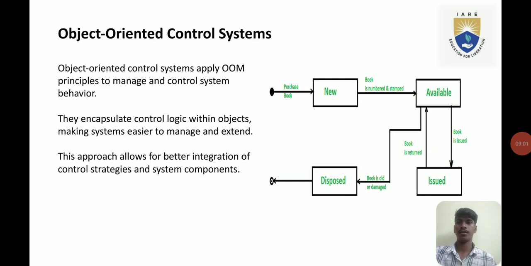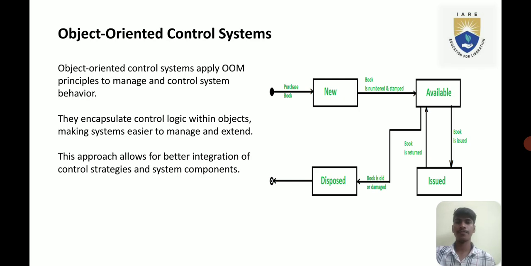Here, the main part of the object-oriented control system is encapsulation. Encapsulation is very useful for control over the logic within objects. By controlling the logic within objects, it makes it easier to manage and extend the code or the program.